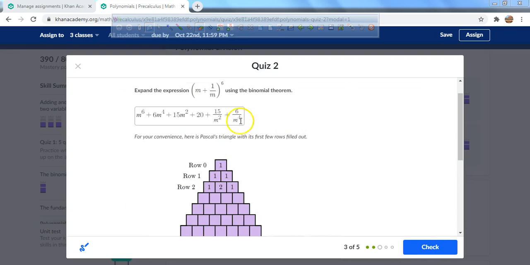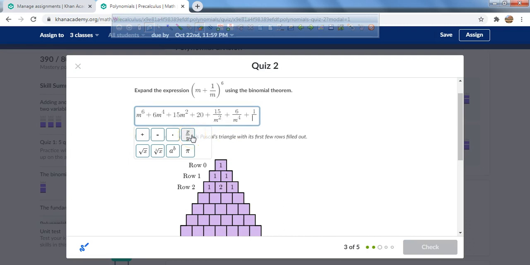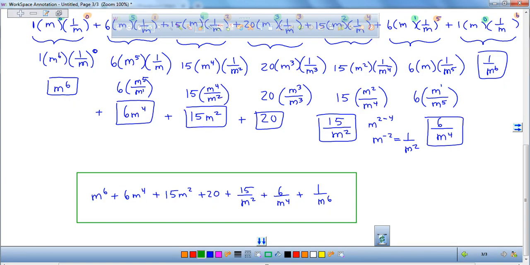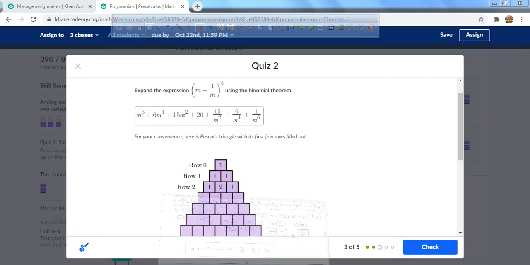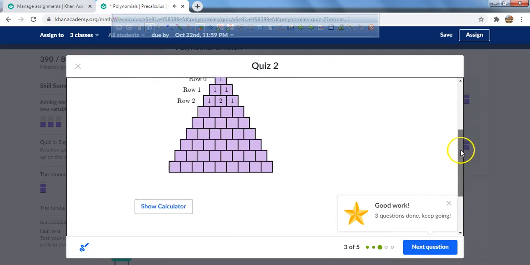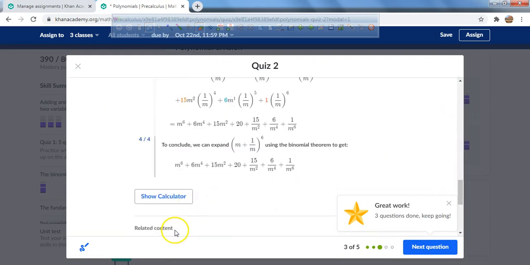Alright, and finally, plus 1, let's make another fraction: 1 over m to the power of 6. Before I hit check, let's make sure I typed everything correctly. m to the power of 6 plus 6m to the power of 4, yes. 15m squared, yes. 20, yes. 15 over m squared, yes. 6 over m to the power of 4, yes. 1 over, okay. So finally, thank goodness we got all that right. Now you can hit step-by-step solution if you miss it, okay?